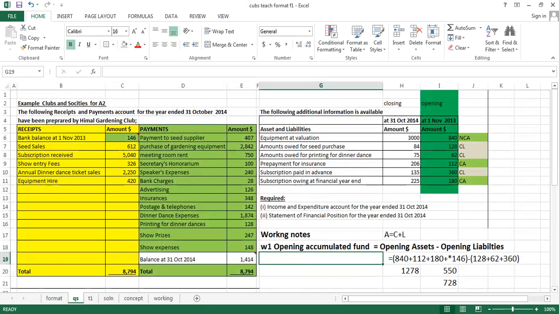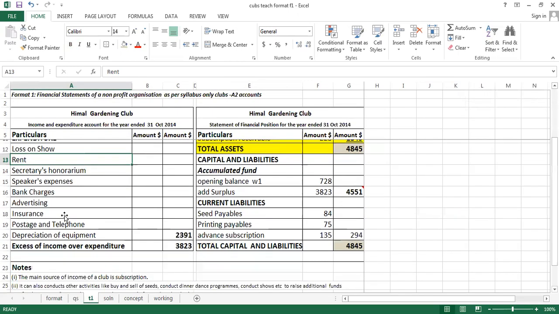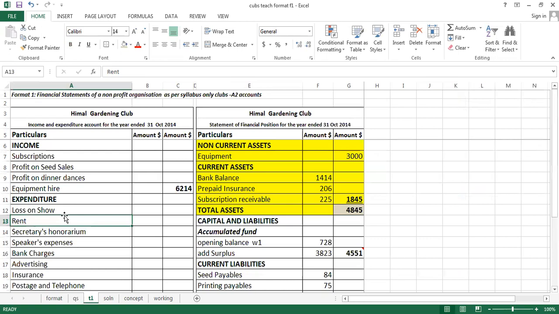So we're going to start how to make the income statement of the club. When you're making an income statement, it's very simple. All you need to get is the total income, and then from the total income you subtract less expenditure. When you subtract this, you will get surplus. Surplus means profit.